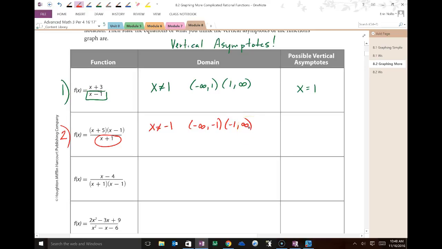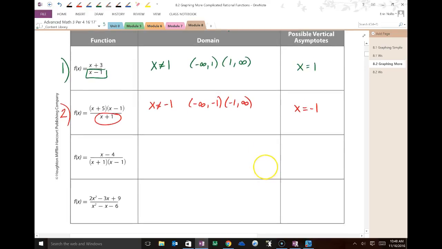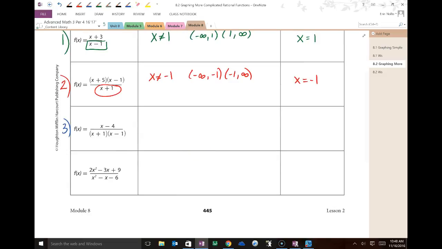Thank you. So where is my possible vertical asymptote lie? Okay, good. X equals negative one. Now, every once in a while, you can get more than one vertical asymptote. So for question number three, we have a denominator written in factored form, which we say, nice, thank you very much for doing that. Because if I set that equal to zero, what are the two values that x cannot be? Okay, good. So x cannot be negative 1 or positive 1.